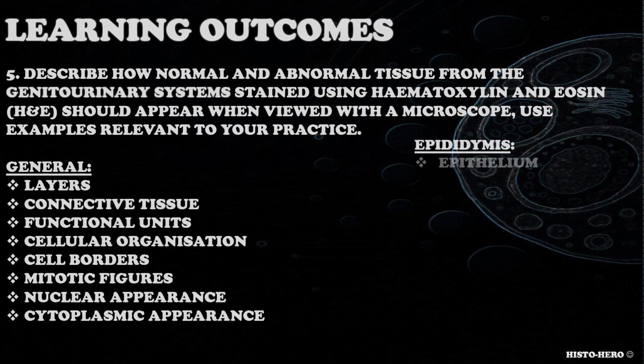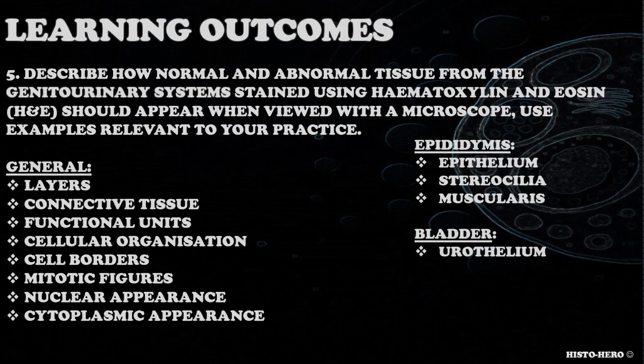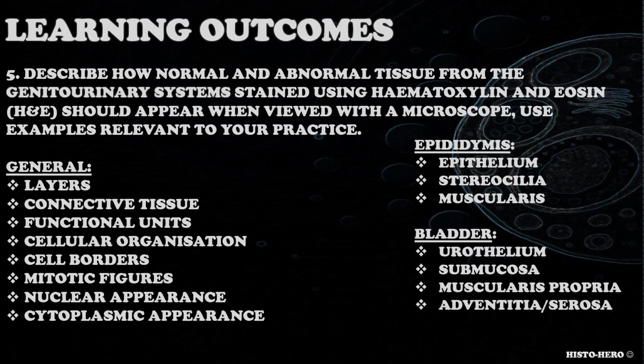Epididymis and pseudostratified columnar epithelium with stereocilia for fluid reabsorption, layer of smooth muscle to facilitate peristalsis that gets thicker and triple layered to facilitate ejaculation. Bladder and urothelium, transitional epithelium with stratified lining to prevent urine leaking. Mucosa, muscularis propria containing 3 muscle layers, adventitia and serosa. Cell types like superficial umbrella cells that can flatten to accommodate stretching, intermediate cells, basal cells that are constantly dividing.